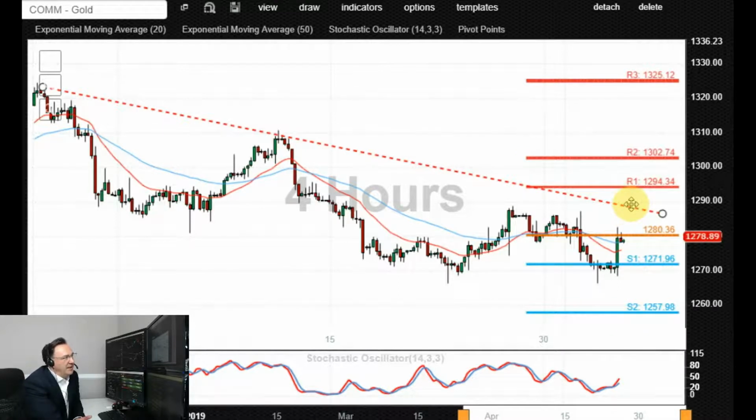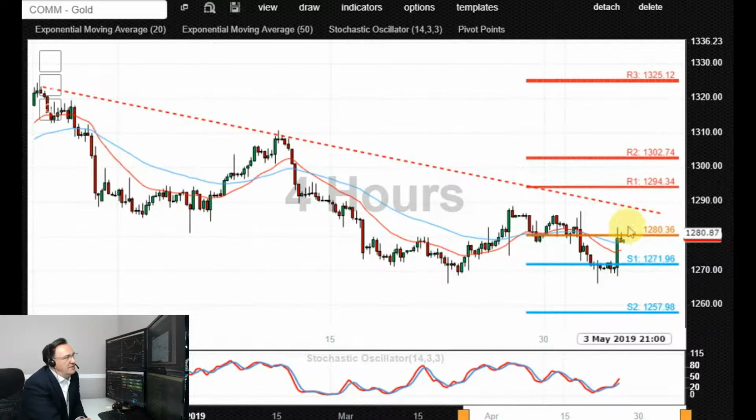Only a spike higher into that 1285, 1290, and the rejection from there would obviously confirm the bearish outlook, or potentially just a dip lower and a loss of these lows at 1270 would also confirm bearish outlook, potentially targeting deeper downsides towards 1257, 1240. Some longer term bearish traders are even pointing to 1220.